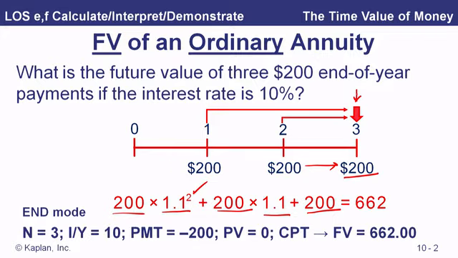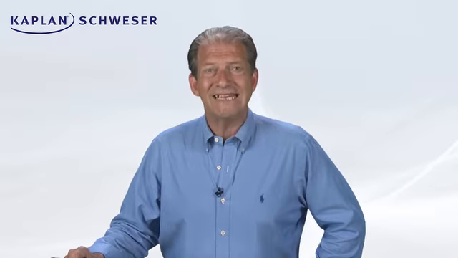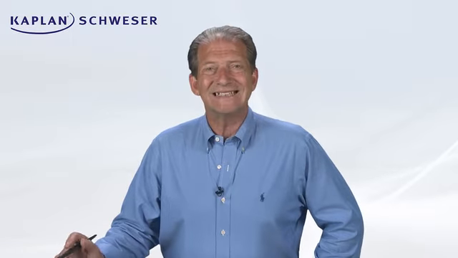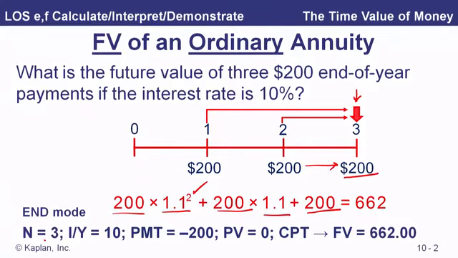Now let's take a look at the calculator solution. We put the calculator in end mode, and that's telling the calculator that each of these deposits into the account comes at the end of the year. So we've got one deposit at the end of year 1, one at the end of year 2, and one at the end of year 3. So we've got n equals 3. We know they come at the end of the year.